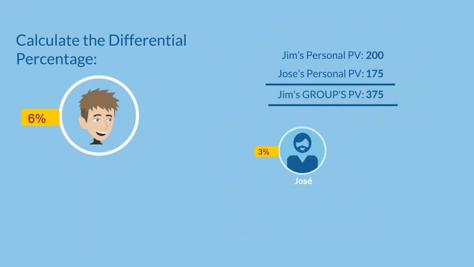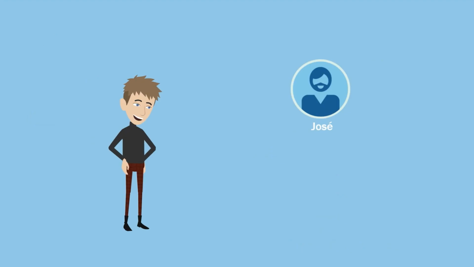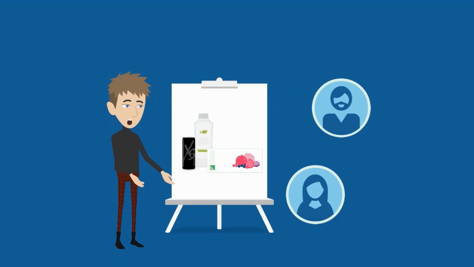Step 4. Calculate the differential percentage. Subtract Jose's 3% from Jim's 6%, which equals 3%. Step 5. Now that we know the differential percentage, multiply that percentage by each of Jim's frontline group BV. 3% multiplied by 515 total group BV equals $15.45. Now Jim understands where that extra money came from, because there's only one frontline, Jose. He develops his team by teaching the principles on selling and sponsoring.